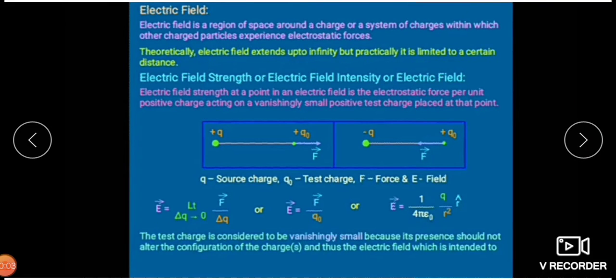Welcome students to the discussion of the chapter electrostatics. In this first part, let us revise Coulomb's law and the electric field of point charges.